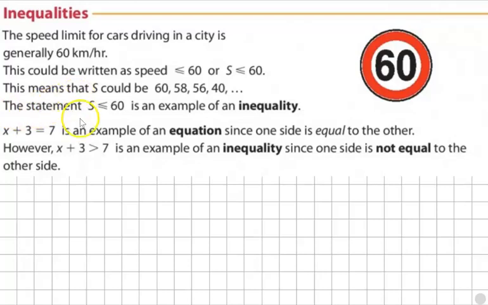The statement S is less than or equal to 60 is an example of an inequality. X plus 3 equals 7 is an example of an equation, since one side is equal to the other. However, x plus 3 is greater than 7 is an example of an inequality, since one side is not equal to the other side.